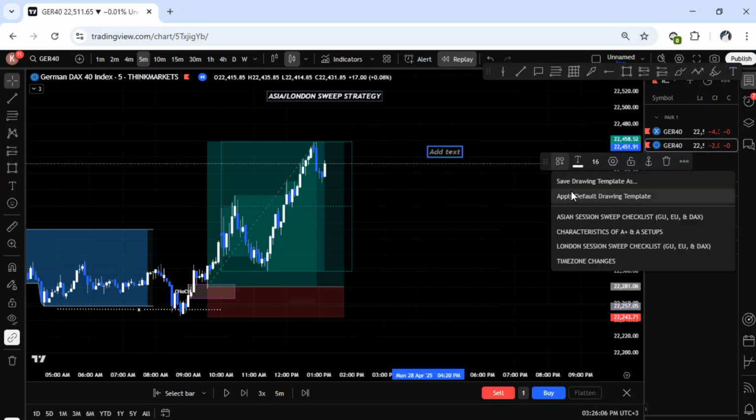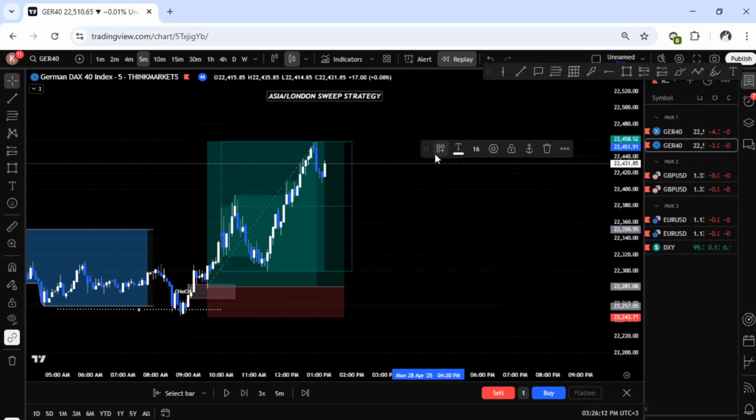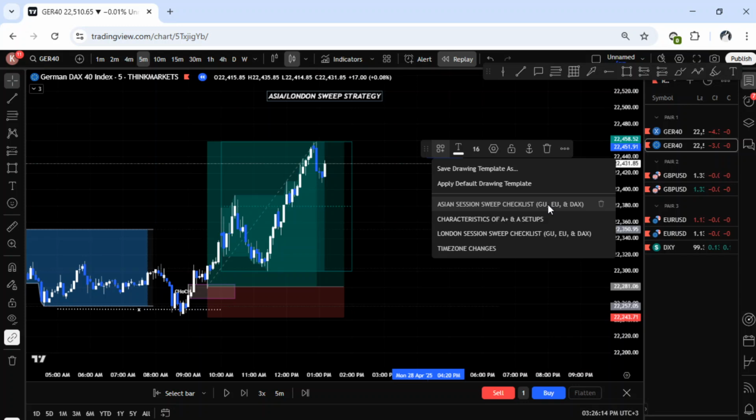As you can see, there's a checklist for the Asian session sweep. We trade it on GU, EU, and DAX German 40. They work very well. We also have characteristics of an A plus setup and an A setup. We don't trade these setups. And then we also have a London session sweep checklist for GU, EU, and DAX. This is if you want to trade.